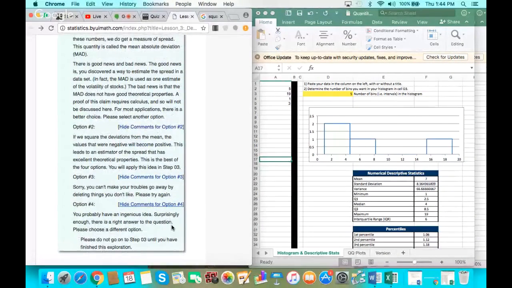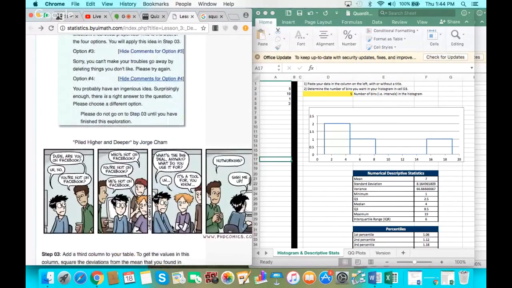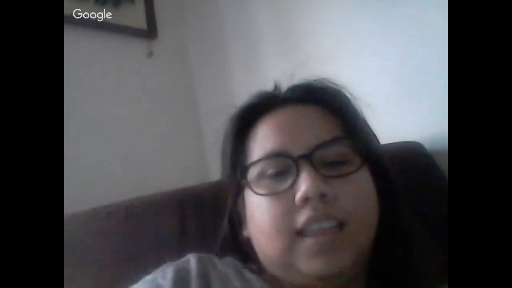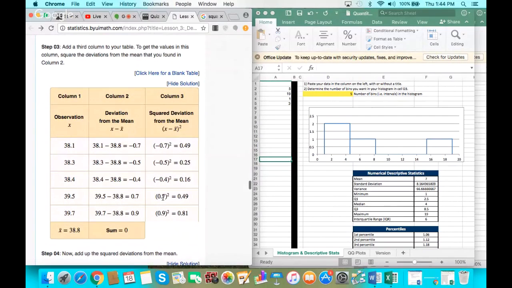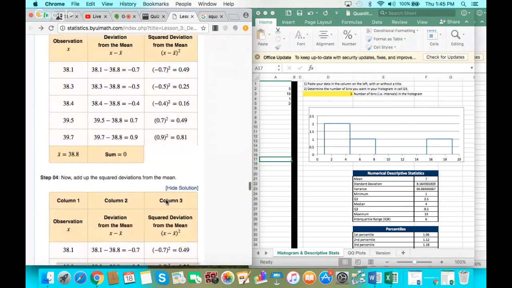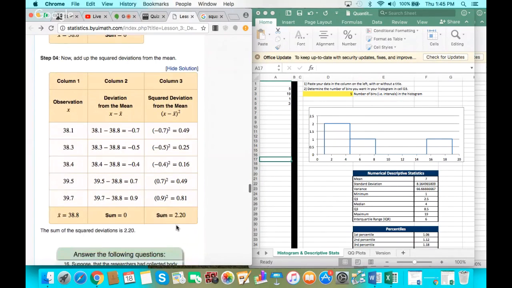Okay, so we got column 2. And then column 3, square deviation from the mean. So we squared that, and then we added it up. So the sum of our squared deviations is 200.